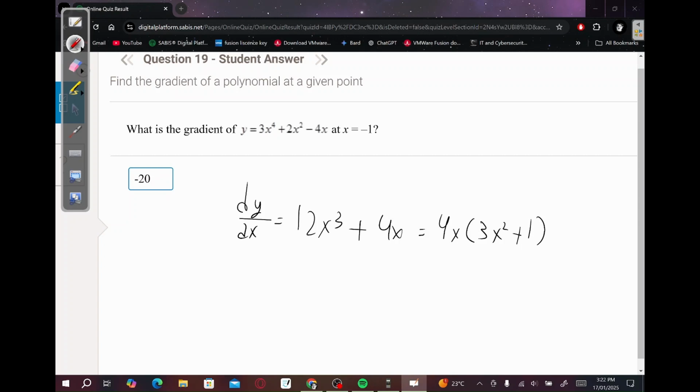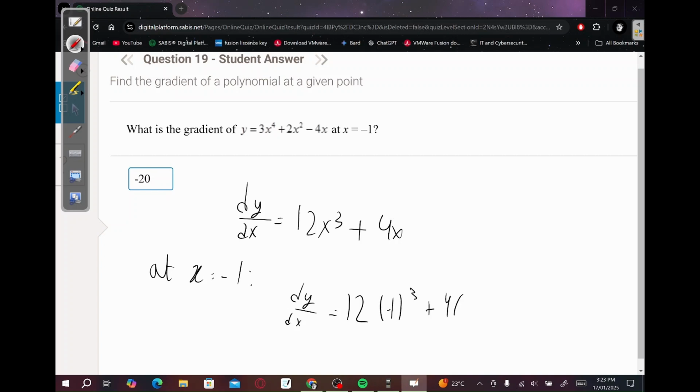This is our derivative. Okay, at x equals negative 1, dy by dx equals 4 times negative 1... let's not factor it. It's not needed. We only factor it when it's 0, because when it's 0, it actually makes it easy, but we don't need it now. 12 times negative 1 cubed plus 4 times negative 1. Okay, so this is going to give us negative 12, minus, or sorry, wait, 3 times 4 is 12, 4x, yeah, okay.